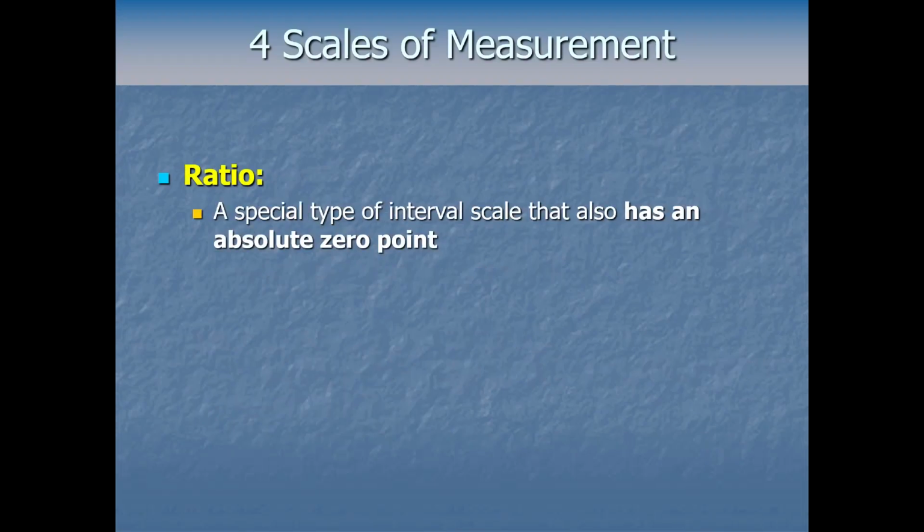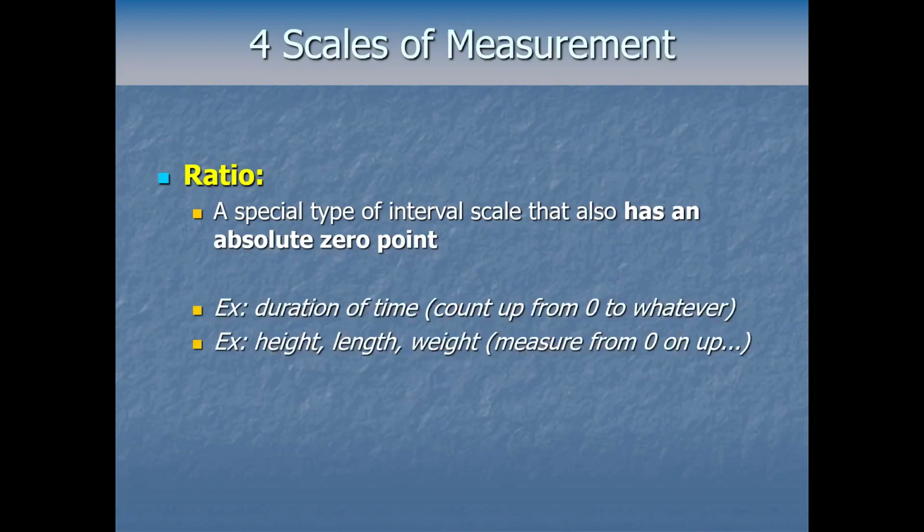Finally, the fourth scale of measurement is the ratio scale. This is a special type of interval scale that also has an absolute 0 point on the scale. So it's the type of thing where it makes sense for there to be literally 0 of something. Not just a label of 0, but an absence of that thing.